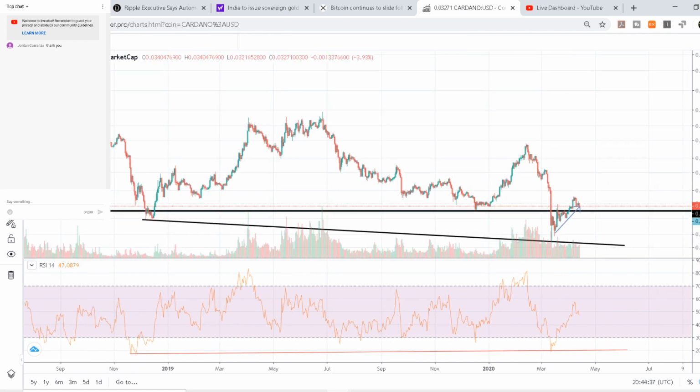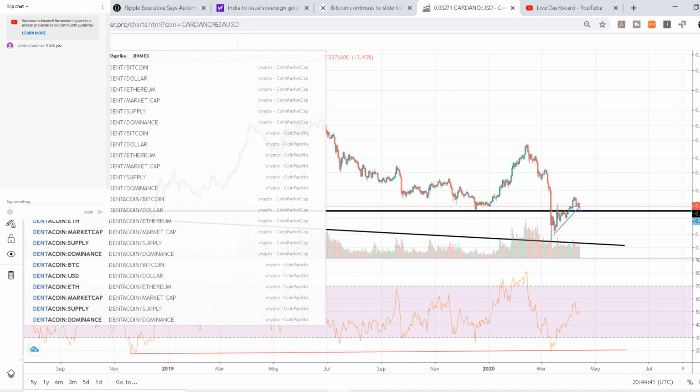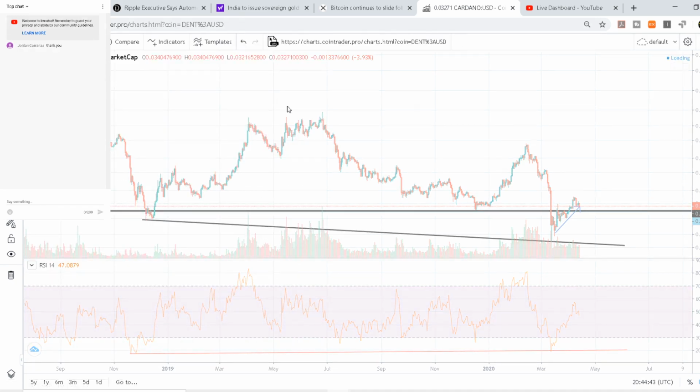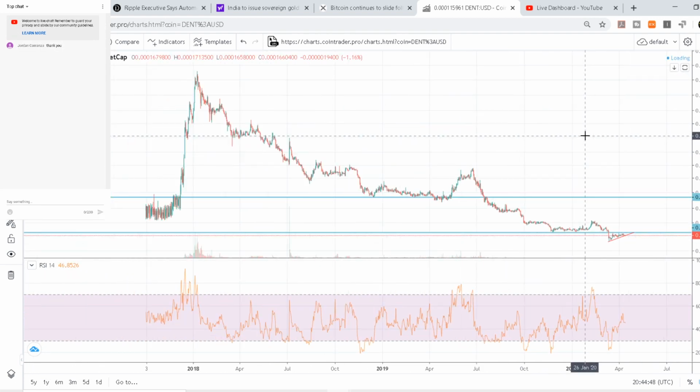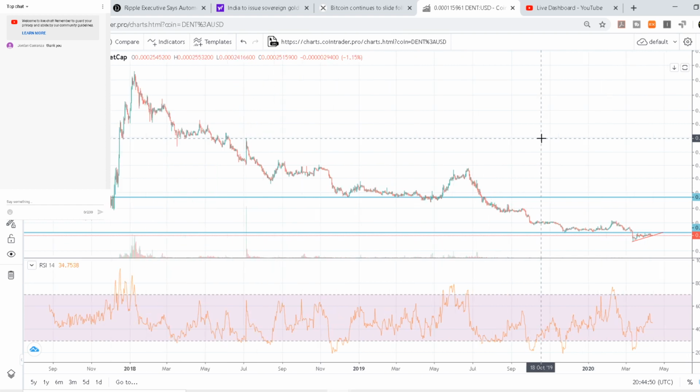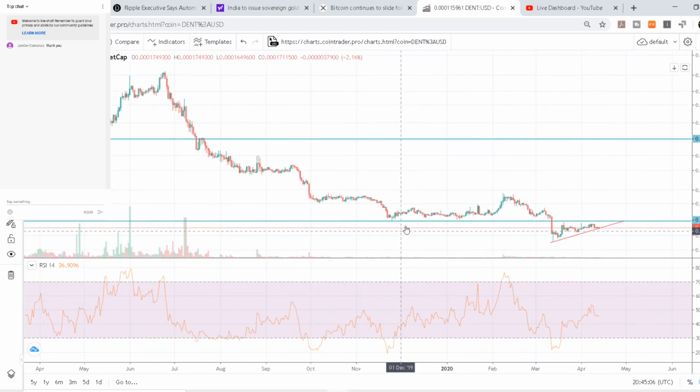Now we'll move on to Dent. Being frank, I haven't even heard about this coin previously. One of my viewers suggested, please have a look at this, what we think about this one. Then I thought, yeah, we'll see. And when I went through that, this is what I saw. This first line here is a support resistance level. It was resistance previously, then turned into support. Price came below that, and we were getting supported at this level.